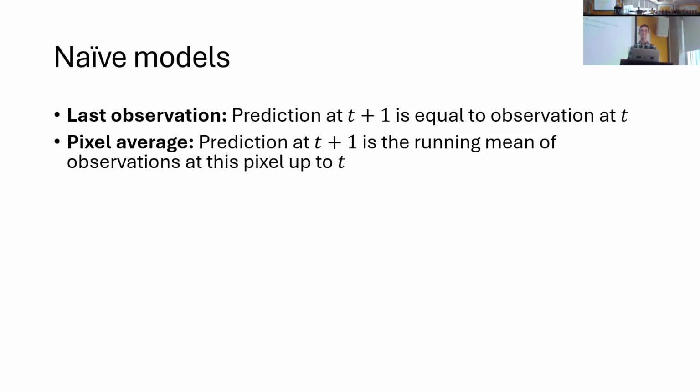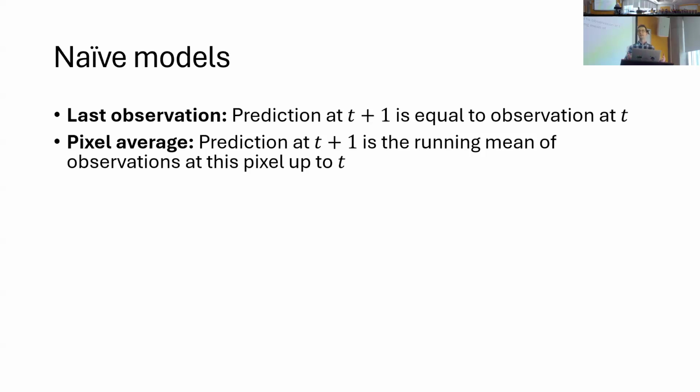It's important to ask yourself how your models do compared to if you just did no machine learning whatsoever. In this case, from an operational perspective, we can think of at least two naive models. Last observation, which is just our prediction at t+1 is identical to our observation at t. We assume nothing changes from year to year. Then also a pixel average, which is that our prediction at t+1 is the running mean of all observations at that location up to t.